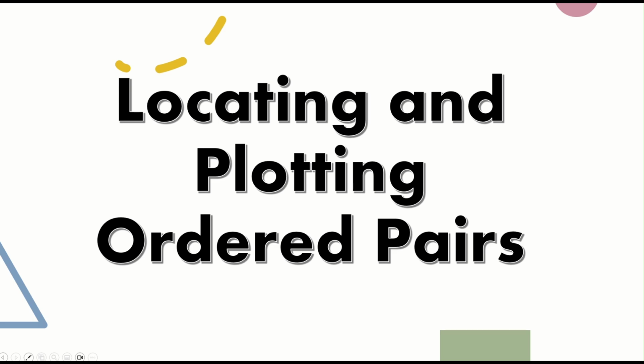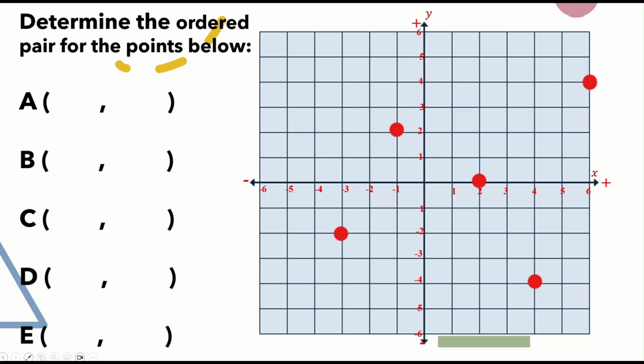Locating and plotting ordered pairs. Determine the ordered pair for the points below. So in this case, we need to look at my coordinate plane and determine the coordinates of each of these points. Let's go ahead and do so.